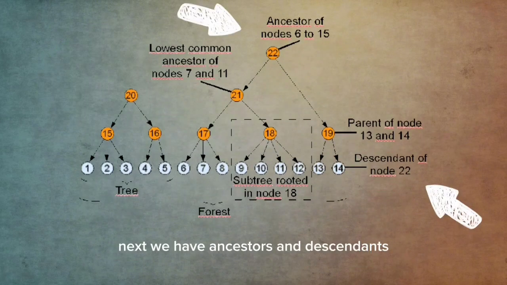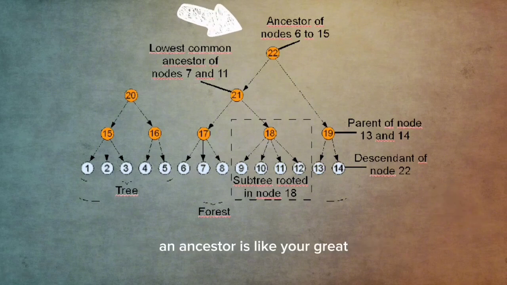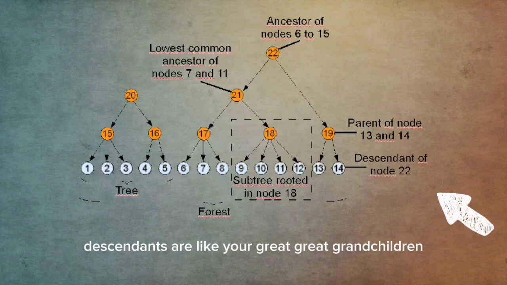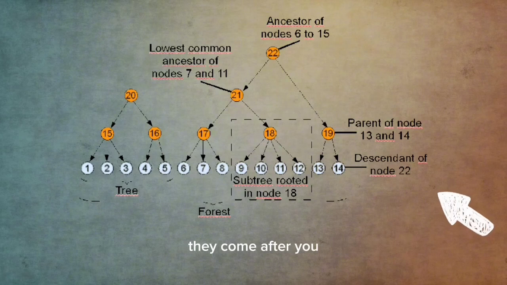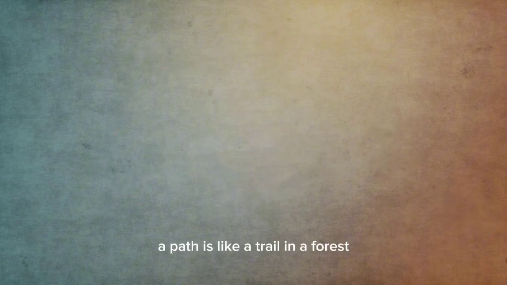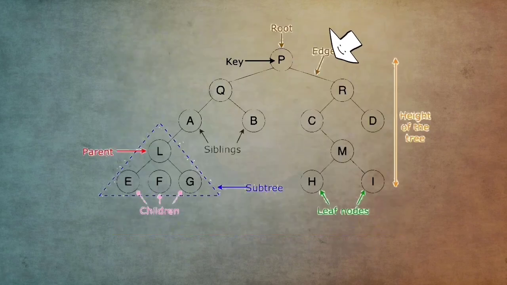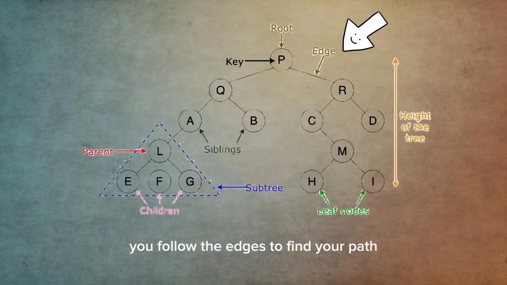Next, we have ancestors and descendants. An ancestor is like your great-great-grandparent. There we are in the family tree. Descendants are like your great-great-grandchildren. They come after you. A path is like a trail in a forest. It's the way from one node to another. You follow the edges to find your path.